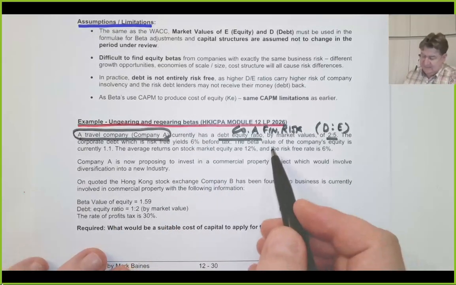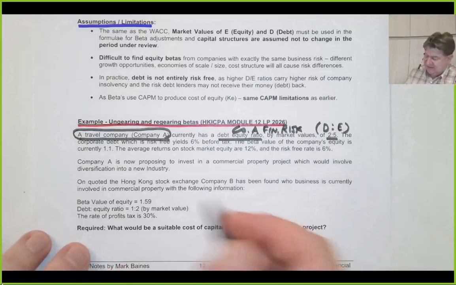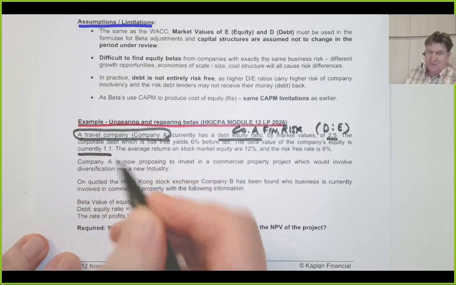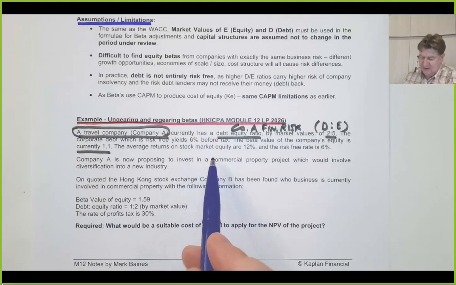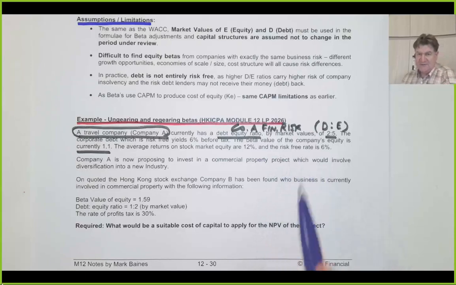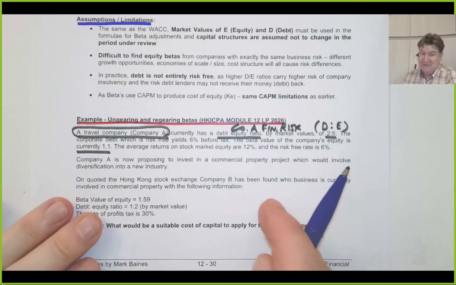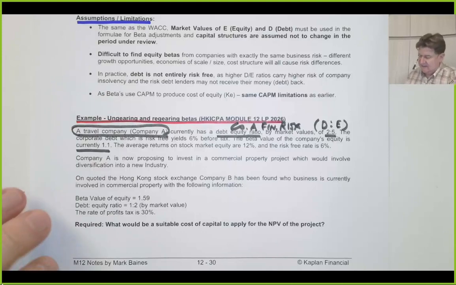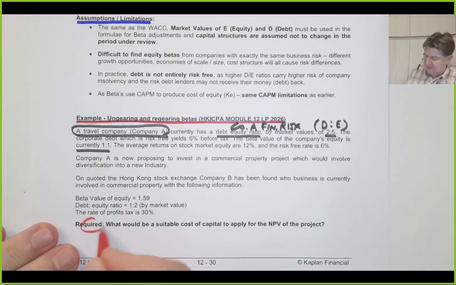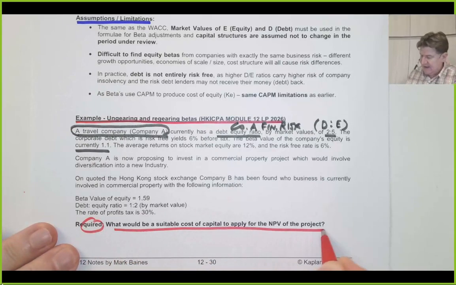And then look, we're being given a beta value of the company's equity, which is currently 1.1. And it says the average returns on the stock market are 12% and the risk-free rate is 6%. That's the CAPM information down just there. Fine. Let's see now what they're asking us to do. Required: what would be a suitable cost of capital to apply for the NPV of the project?